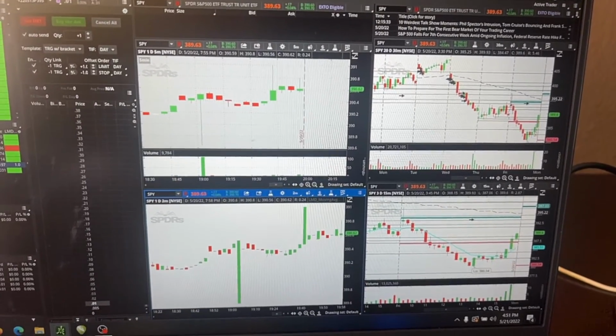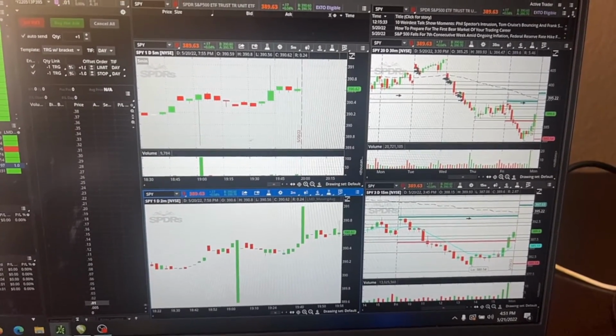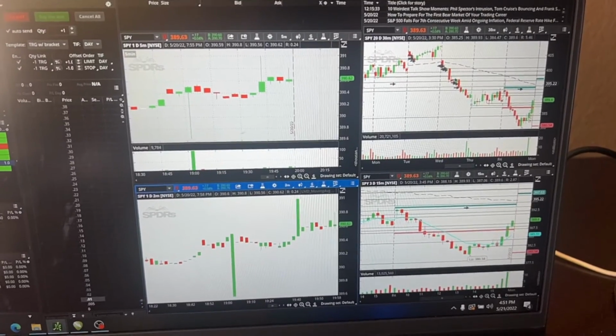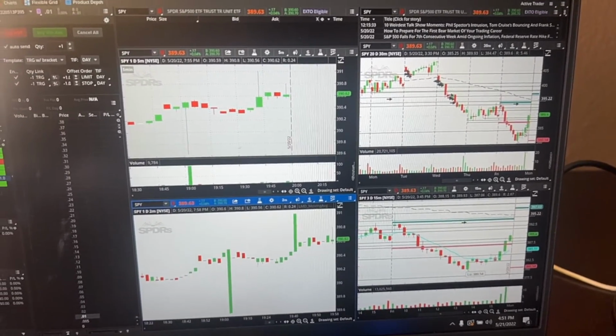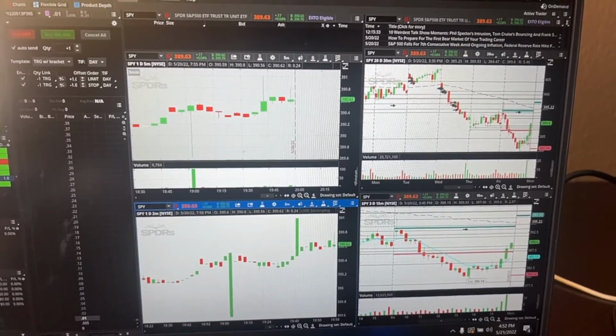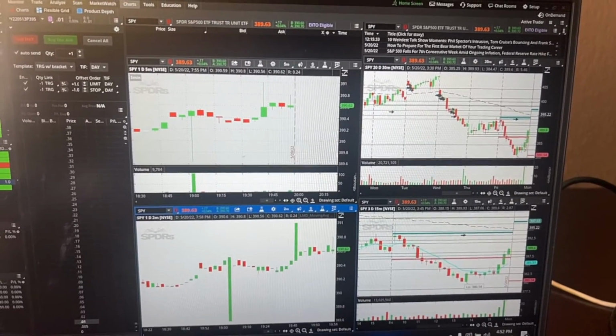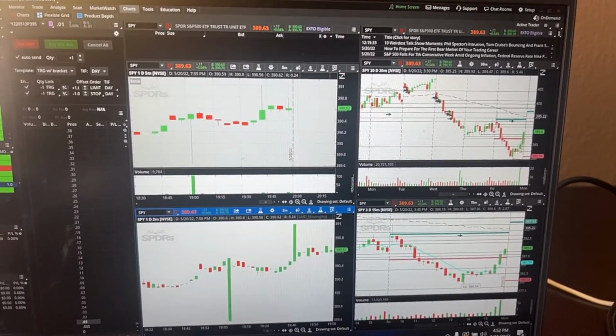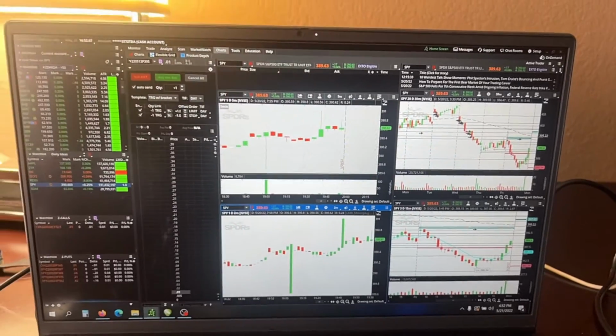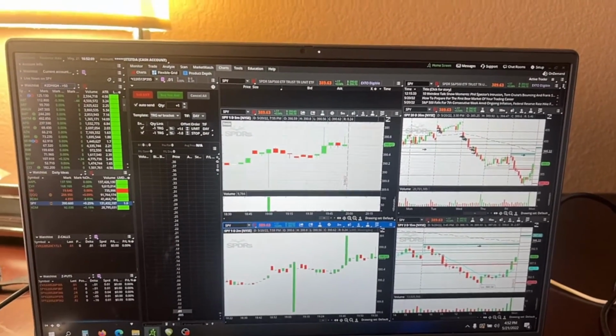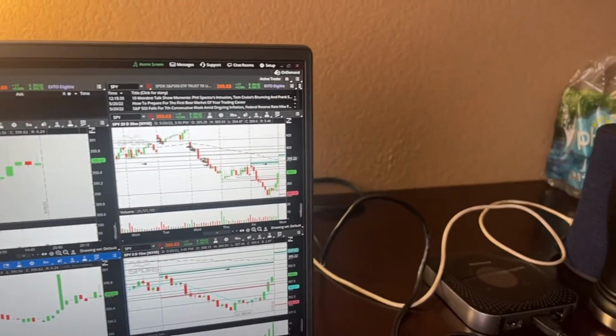To the right, we got the 30-minute and the 15. Those are giving me my long-term bias. That's what I need to pay more attention to, that long-term bias. That is what is important. But that's it. Oh, I said that's it. That's not it. Let's pan on over here.